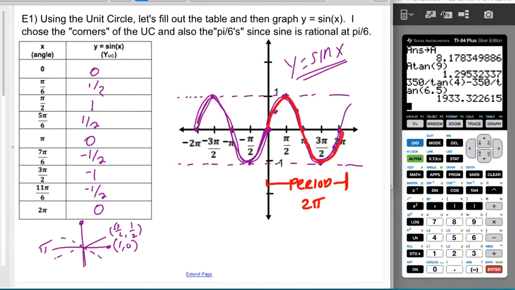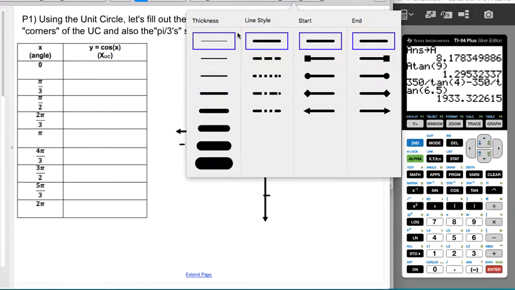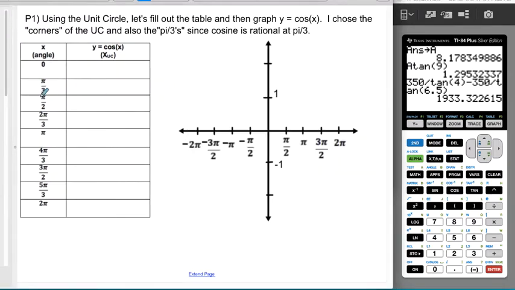All right. So you're going to go ahead and try the same thing in P1, but you're going to do it with cosine. Spoiler alert, it goes very similarly, it's the same basic idea. Notice that I use the pi over 3's instead of the pi over 6's because for cosine, the pi over 3's are the nice happy numbers. So again, if you picture the unit circle, if we start here at 1, 0, the cosine of 0 is 1.